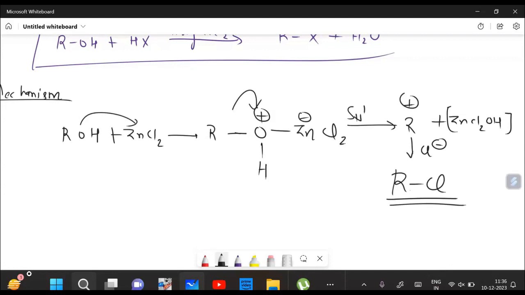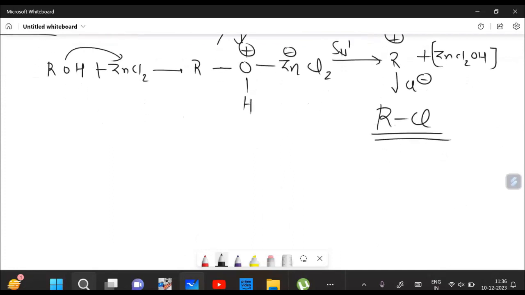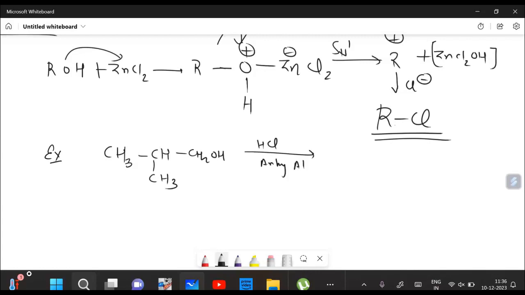In case of lower concentration of ZnCl2, no rearrangement occurs. Otherwise, a little rearrangement can happen here. Are you able to understand this? Let's discuss the example. CH3 CH CH3 CH2OH with HCl, anhydrous ZnCl2. You can write down ZnCl2.